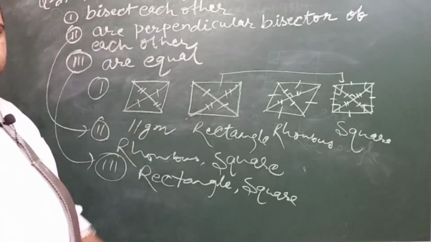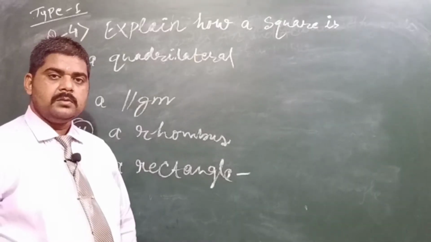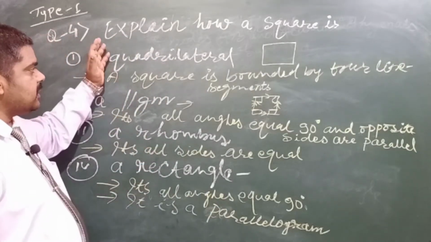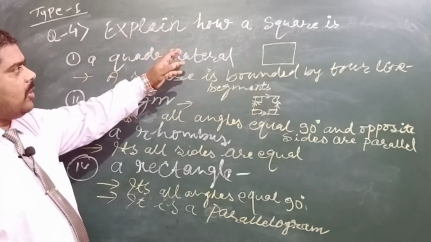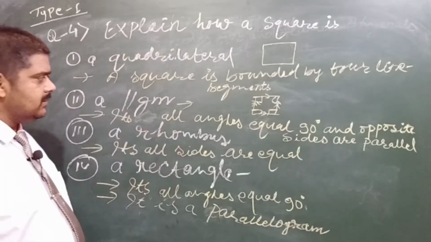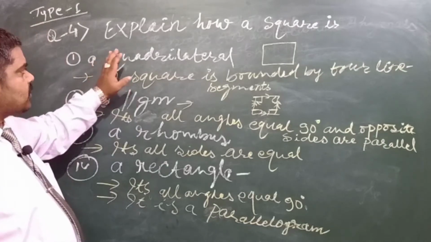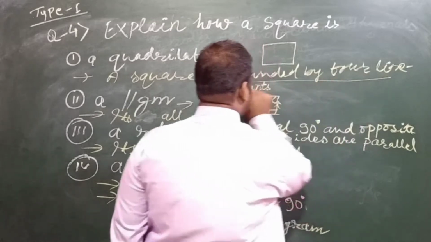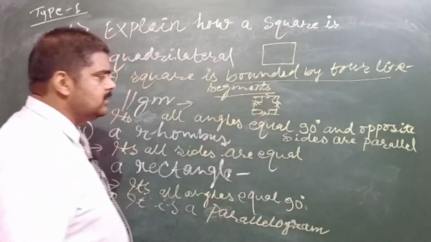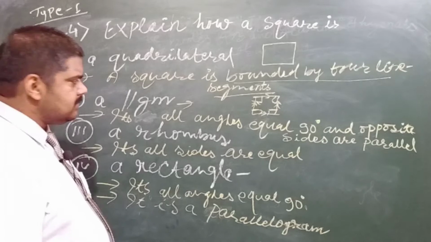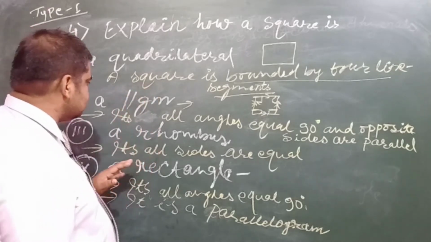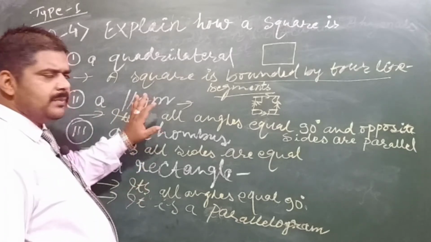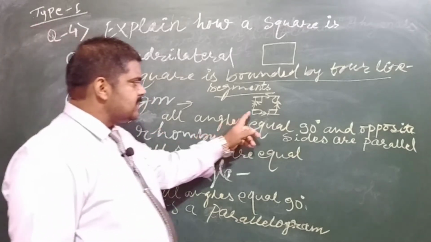So that is the solution of this question. My dear student, in the next question, explain how a square is a quadrilateral. You know that a square is a quadrilateral because it is bounded by four line segments, and it is also a simple closed figure, and such a figure must be a quadrilateral.